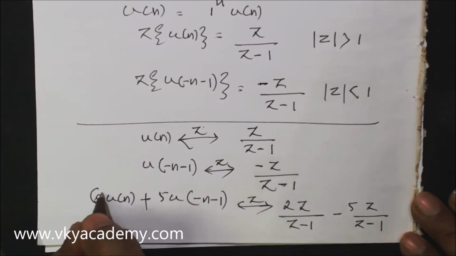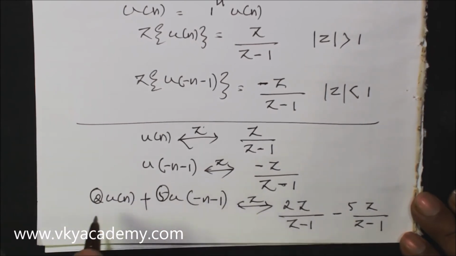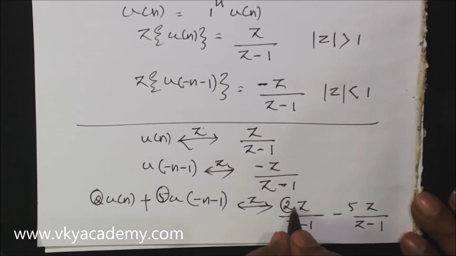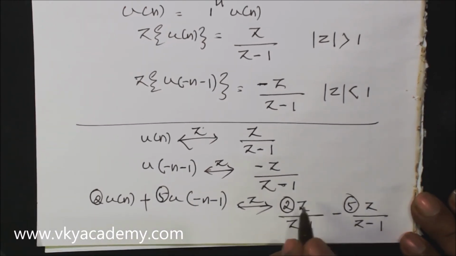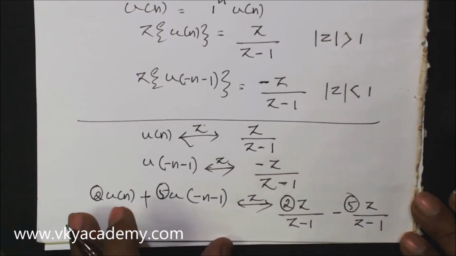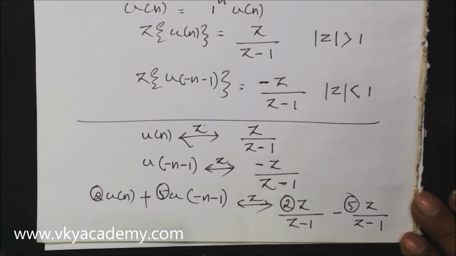The coefficients 2 and 5, which are multiplied with the individual function in the time domain, will again be multiplied with the transformed function. So in this way, we can solve a numerical on linearity property.